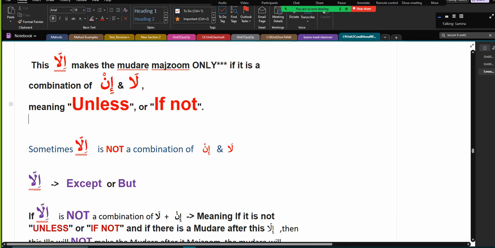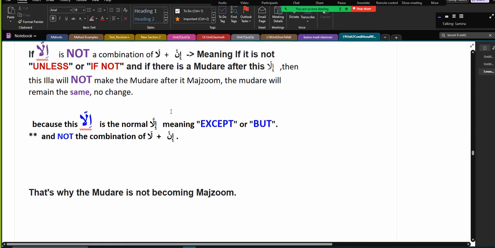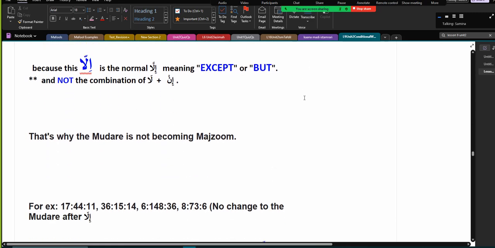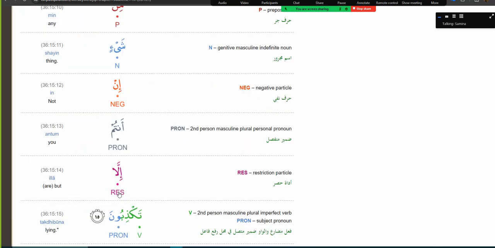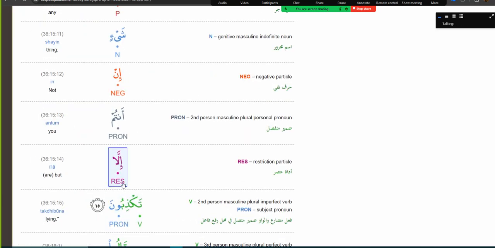And how do you know that? If you look at the translation, the meaning of illa would be unless or if not. If it is except or but, then this mudari will not be majzoom. In antum illa takdhibun. Not you are but lying. So here you have in and you also have illa, right? So you might think that it is a conditional sentence, because you have in and you also have illa. But look at the translation. In followed by illa, you also learned this in our previous lesson, that if you have an in followed by illa, the in meaning will not be if, it becomes a negative sentence.